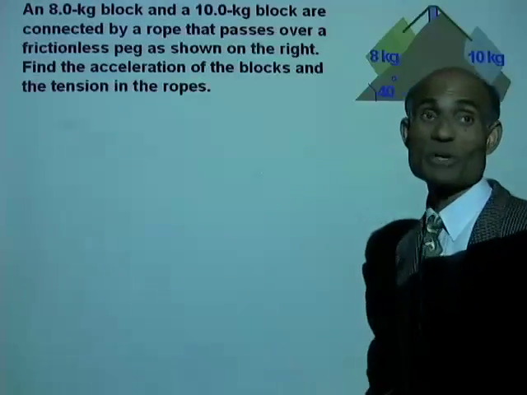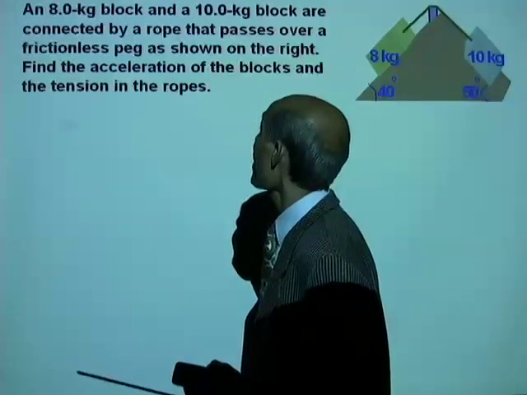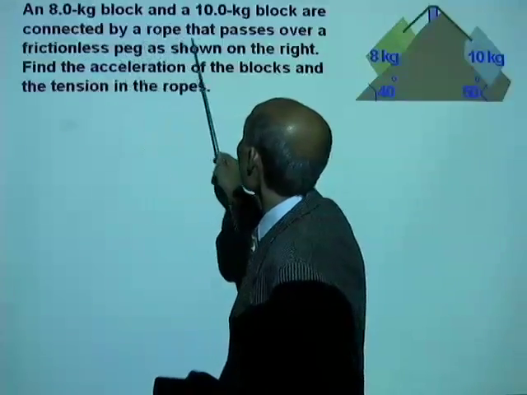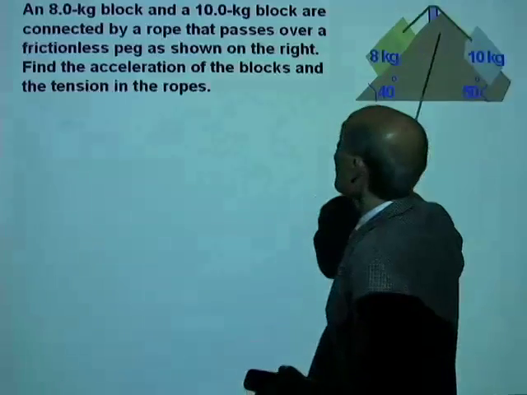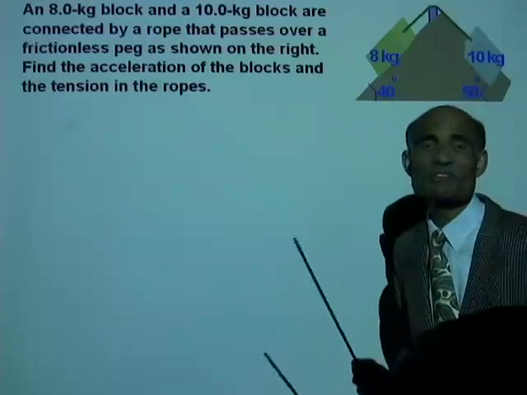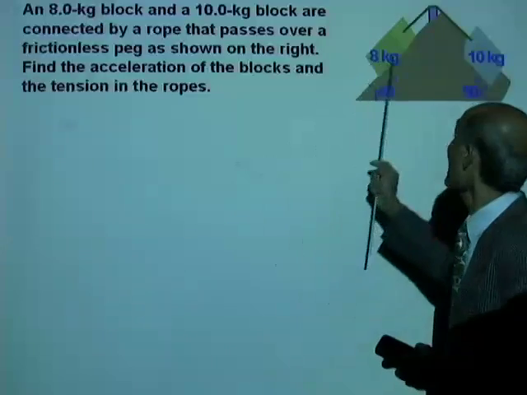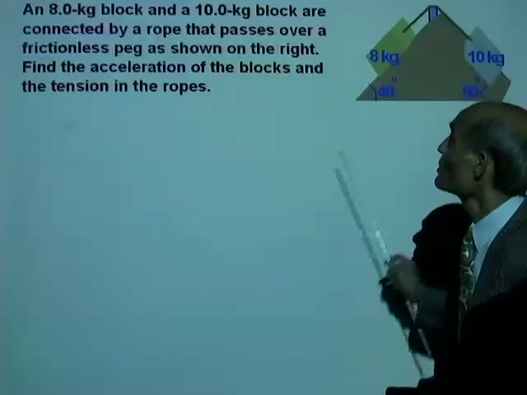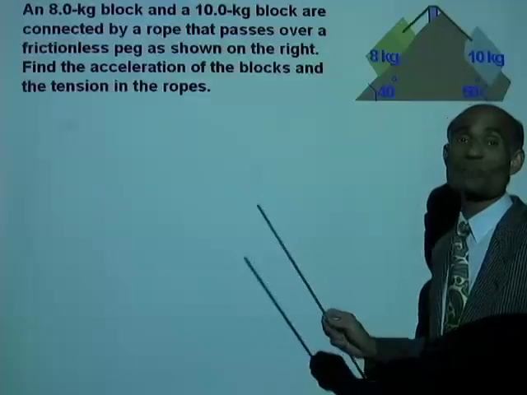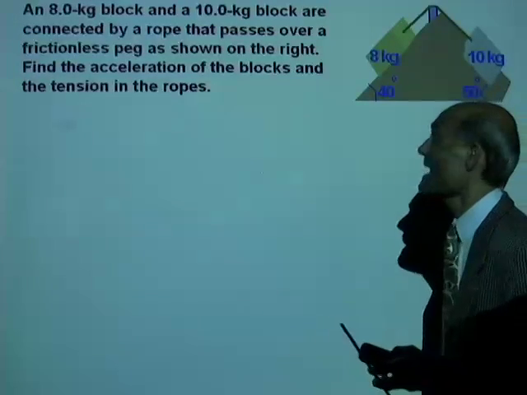Okay, let's now do another problem. An 80 kilogram block and a 10 kilogram block are connected by a rope that passes over a frictionless peg. This can be referred to as a double inclined plane. It is inclined on the left and inclined on the right. So you have an 8 kilogram mass sitting on the left side of the inclined plane and a 10 kilogram mass sitting on the right side of the inclined plane.